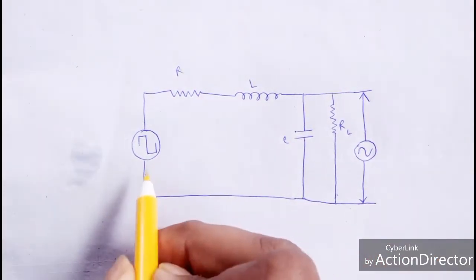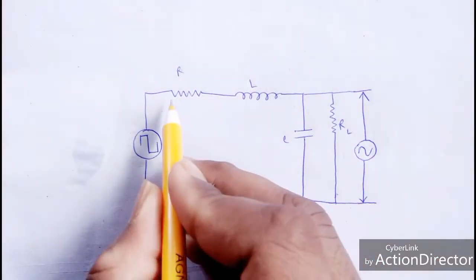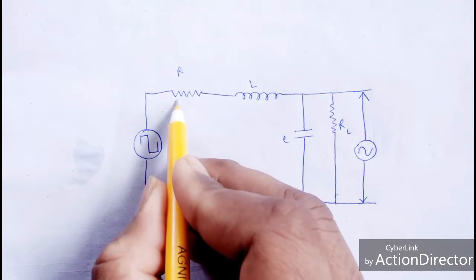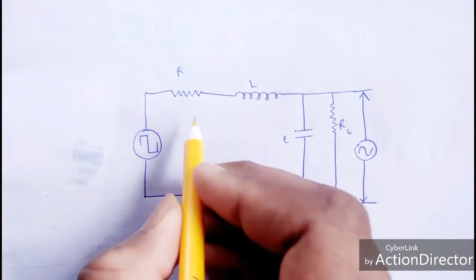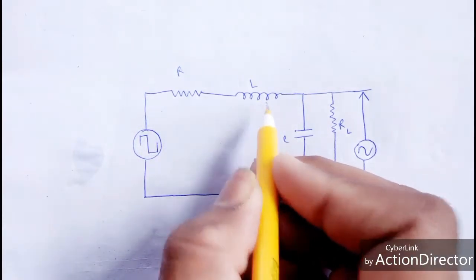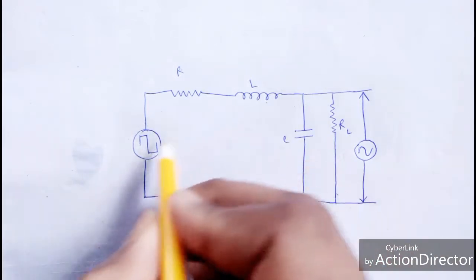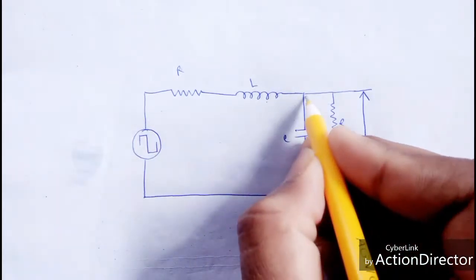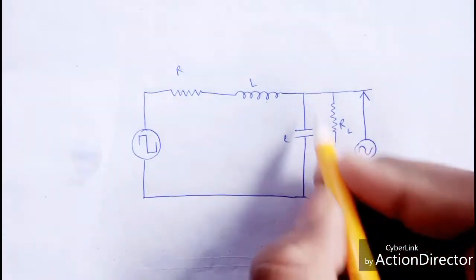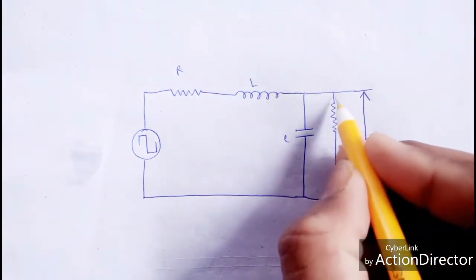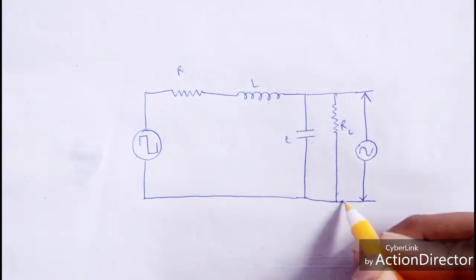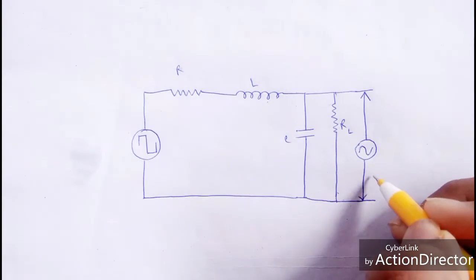So if this is our square wave input, we have to take a resistance and an inductor in series with this source, and a capacitor parallel with this, and across this load we will get the sine wave.